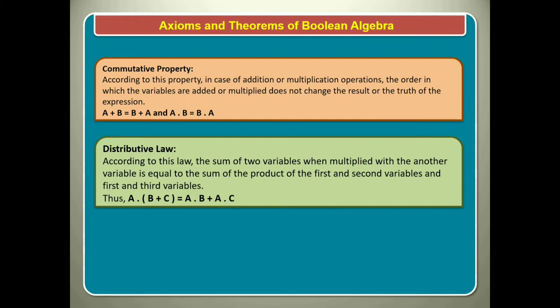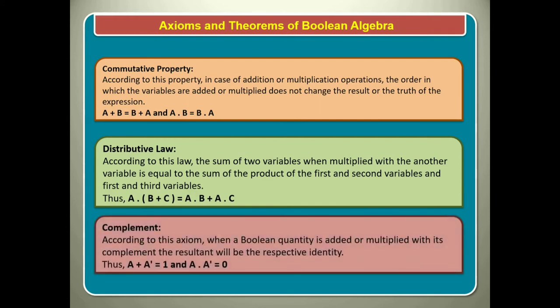Let us now move on to the next axiom, that is the complement. According to this axiom, when a Boolean quantity is added or multiplied with its complement, the resultant will be the respective identity. Thus, A plus complement of A is equal to its additive identity 1, and A multiplied by complement of A is equal to the multiplicative identity 1.